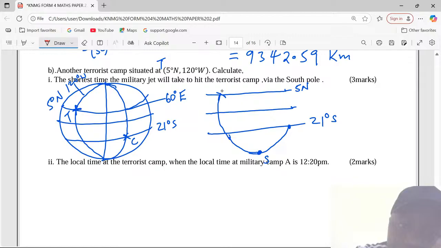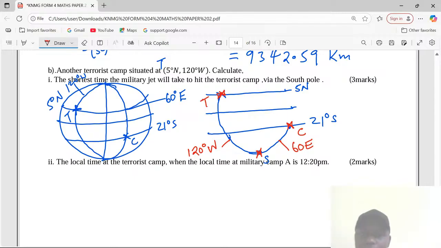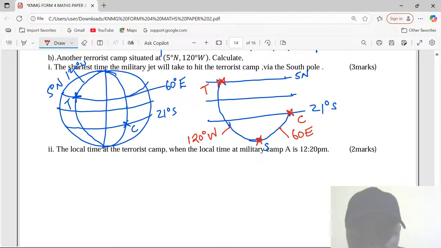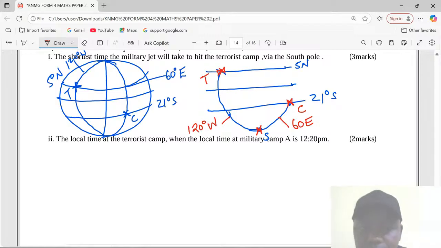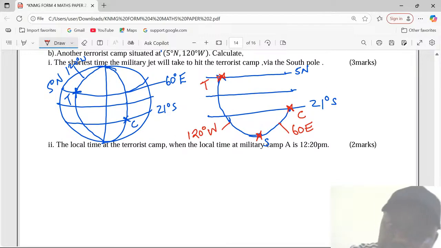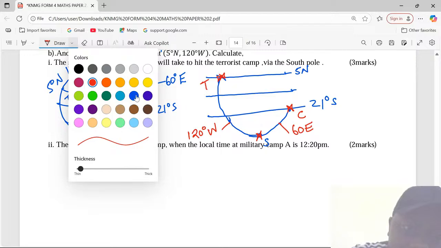Look at that now. It wants to move from C to the terrorist camp, which is at T. So from 21 in the south up to the southern hemisphere. And remember, because this is 60 in the east, it assumes 120 in the west automatically. As long as we pass through the pole, it shall go down through 120.